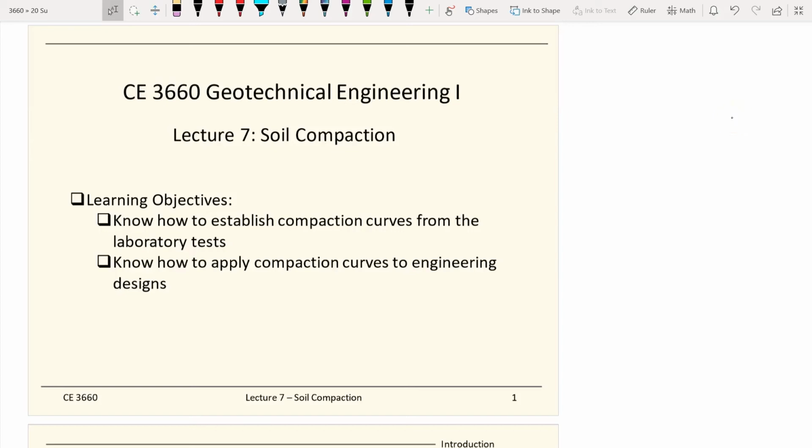Okay, welcome back. So we are working on lecture 7, soil compaction. In this lecture, we will learn how to establish a compaction curve from given laboratory test results. Also, we will learn how to apply compaction curves to engineering designs. The topic of soil compaction is highly tied to the understanding of compaction curves.